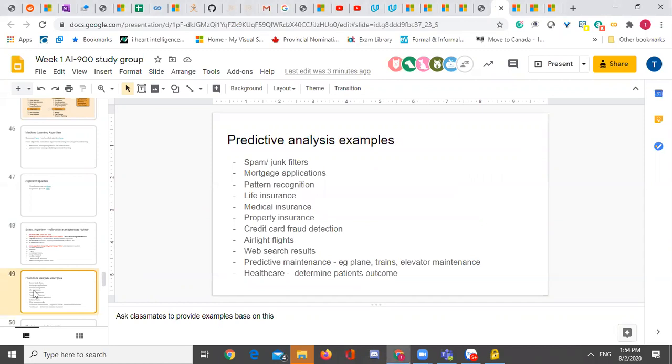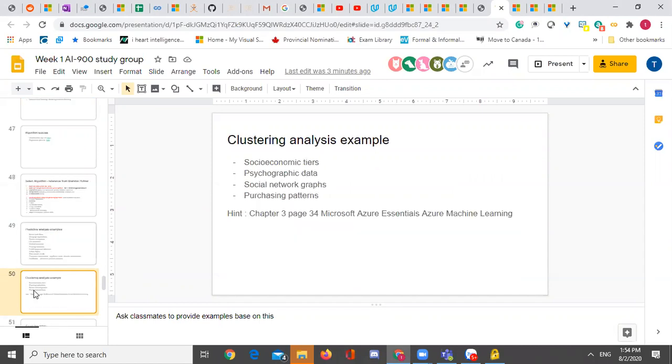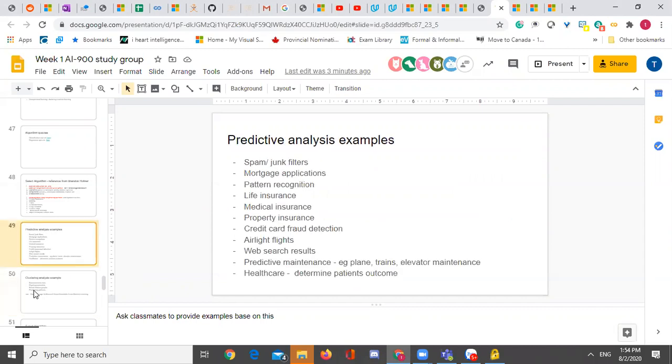Okay, let's try it then. I have some clustering and predictive examples. Let's try a predictive example: pattern recognition. What would you think of as an application for pattern recognition that you have read about or experienced lately? Or maybe something easier. It's up to you guys. What do you want to select from the list or not from the list? Anything that you think of as predictive analysis.